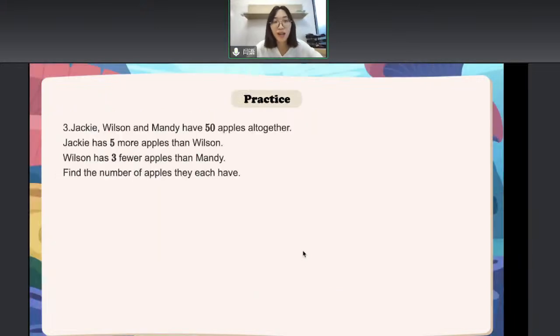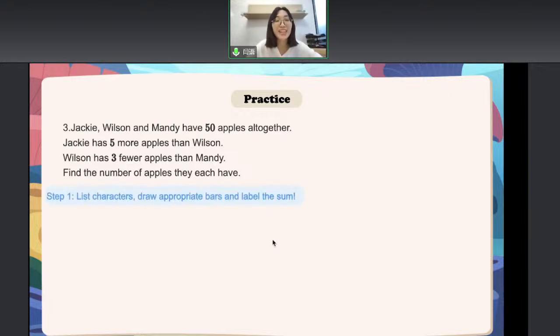Okay. Now move on to the practice part. Jackie, Wilson, and Mandy have 50 apples altogether. Jackie has 5 more apples than Wilson. Wilson has 3 fewer apples than Mandy. Find the number of apples they each have.